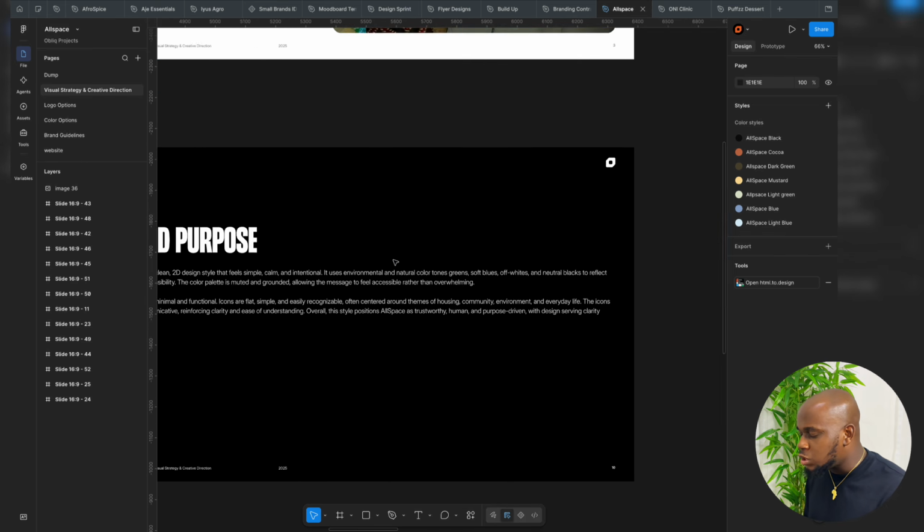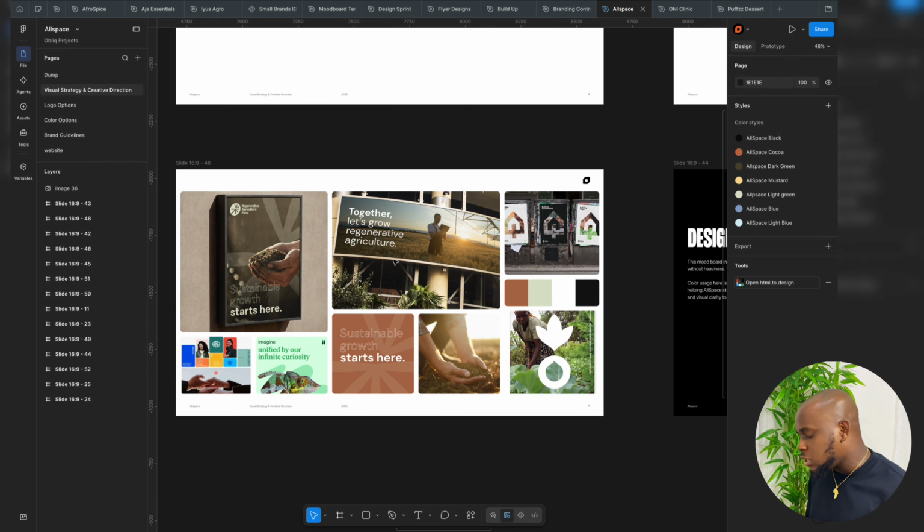Now we went down to doing the mood board. Now the mistake that we made here is that we only thought of the NGO side of things.